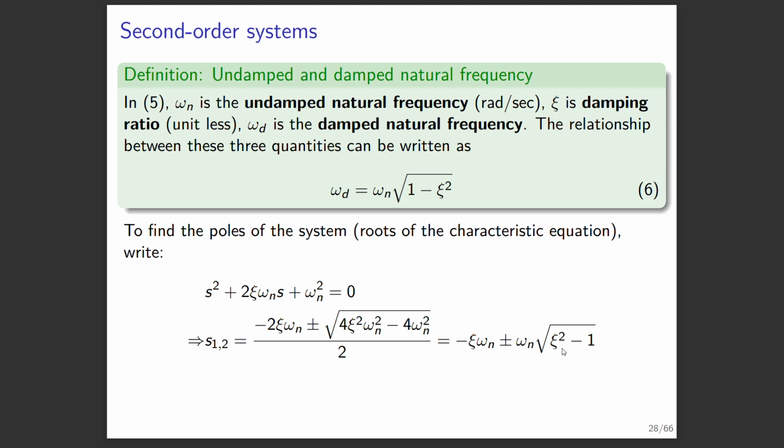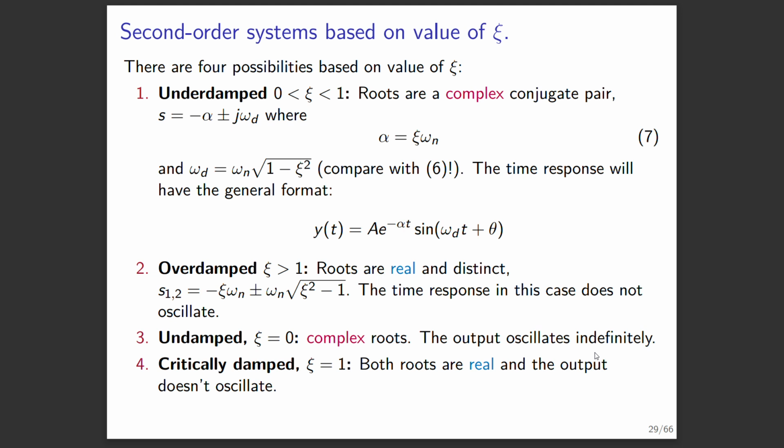If it's smaller than 1, we are going to have a negative value under the square root. If it's 1, we are going to have 0 here. If it's greater than 1, we are going to have a positive number here. So based on the value of zeta, we are going to have different scenarios. We have 4 different scenarios here. We have underdamped systems, which are systems with damping ratio between 0 and 1, which means that the roots are a complex conjugate pair, and we have an oscillatory response.